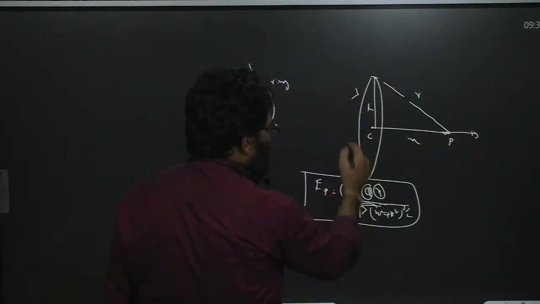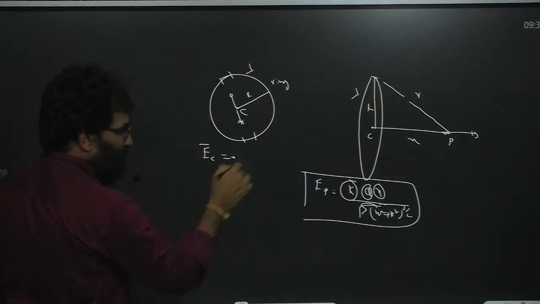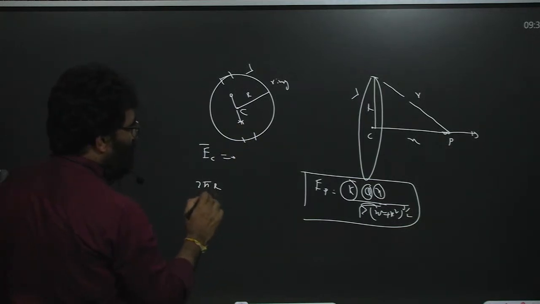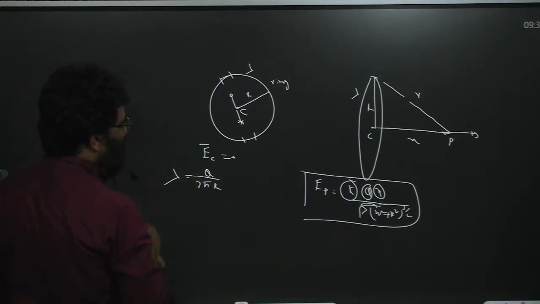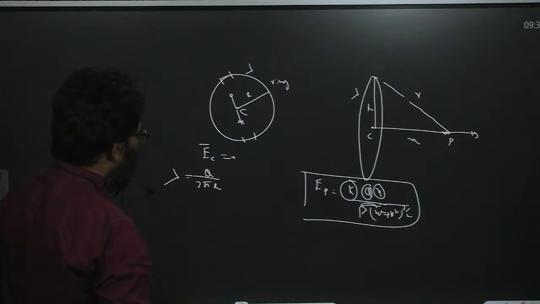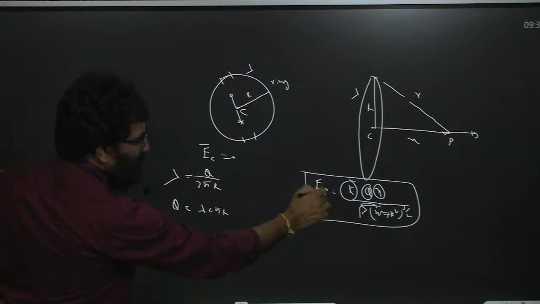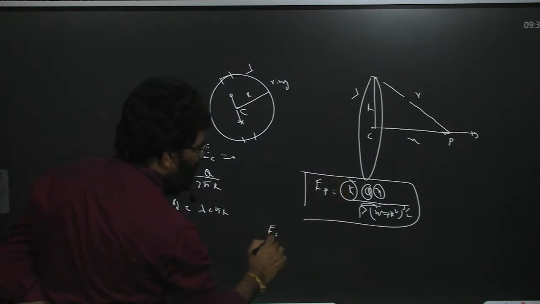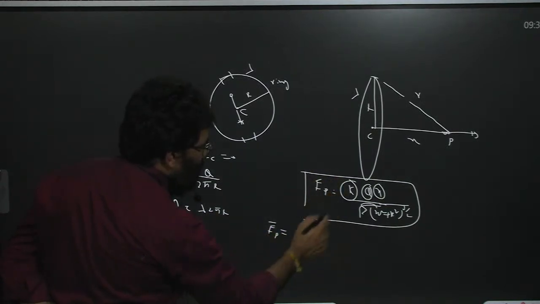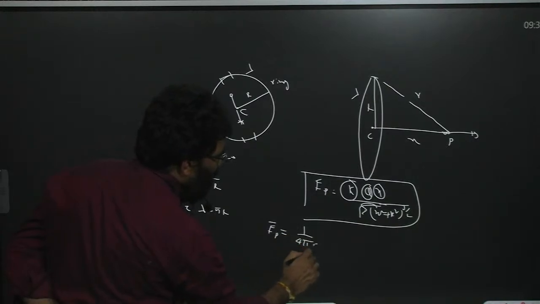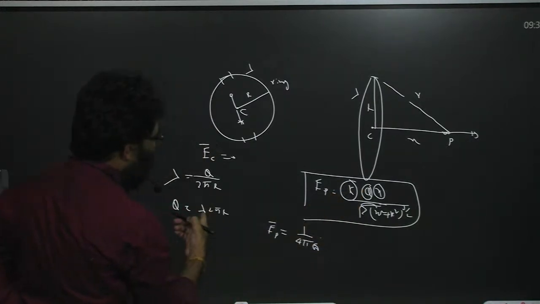Now what is the total length of the ring? 2 pi r, and charge per 2 pi r is equal to lambda. So Q is equal to what? Substitute here: Q is equal to lambda into 2 pi r. When you substitute in terms of lambda, the electric field at the point will be 1 by 4 pi epsilon naught into Q, which is equal to what?